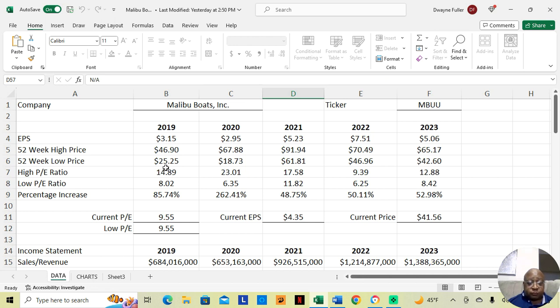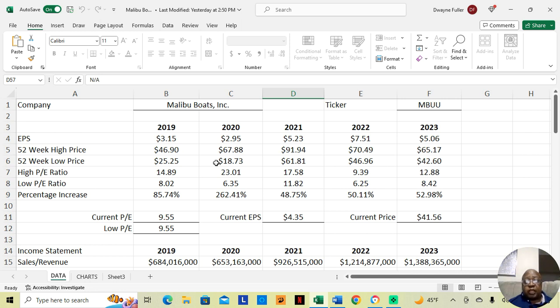In any event, in 2019, we see that they moved from $25.25 to $46.90 in terms of the low price and the high price. So during the year, that was an 85.74% increase. Now in 2020, COVID lockdowns, this stock dropped to $18.73. But it rose to $67.88 for the high price. So during the year, this stock rose an amazing 262.41%.